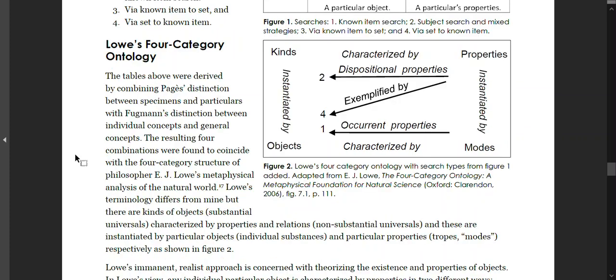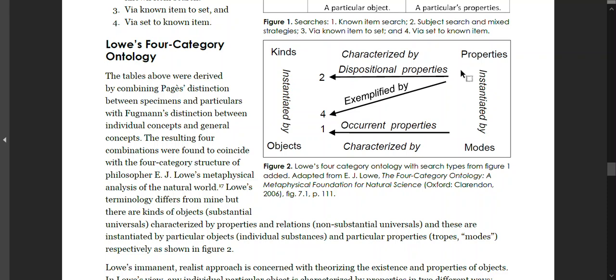All right. Lowe's 4-category ontology. The tables above were derived by combining Paget's distinction between specimens and particulars with Fugman's distinction between individual concepts and general concepts. The resulting four combinations were found to coincide with the four-category structure of philosopher E.J. Lowe's metaphysical analysis of the natural world. Lowe's terminology differs from mine, but there are kinds of objects, substantial universals, characterized by properties and relations, non-substantial universals, and these are instantiated by particular objects, individual substances, and particular properties, tropes, modes, respectively, as shown in Figure 2.